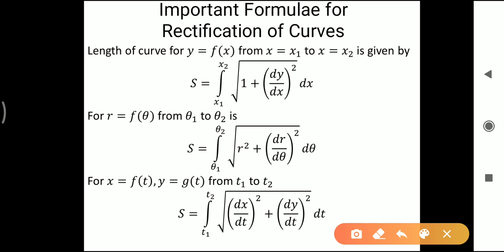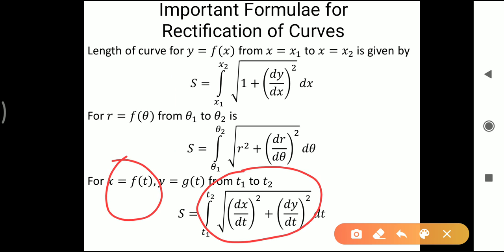Now let's move to the next formula, for a parametric curve. Suppose x is equal to f(t) and y is equal to g(t), and you want to find the length of the curve from t1 to t2. Then s is equal to the integral from t1 to t2 of under root (dx by dt) whole square plus (dy by dt) whole square dt. Simply find dx by dt, find dy by dt, take the square of each, add them, take the square root, and then integrate. You will get the length of the curve.